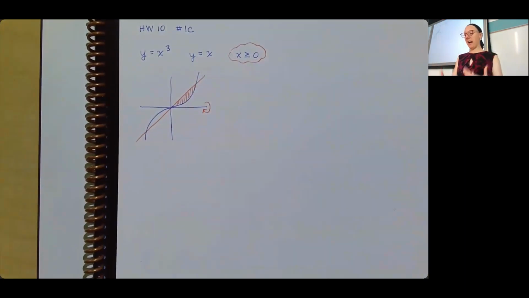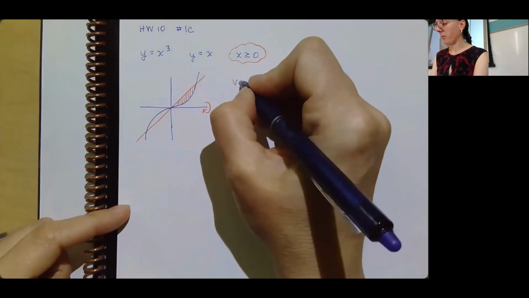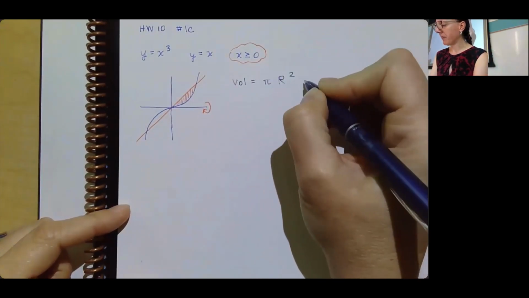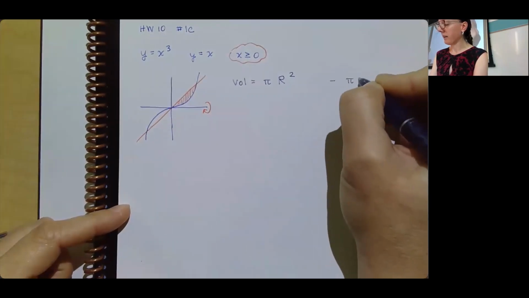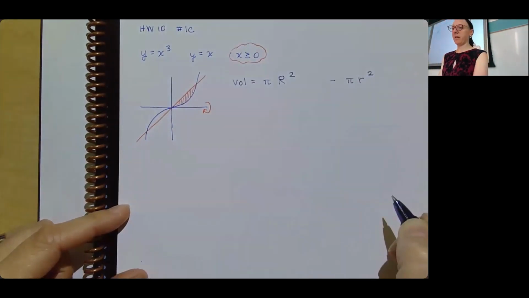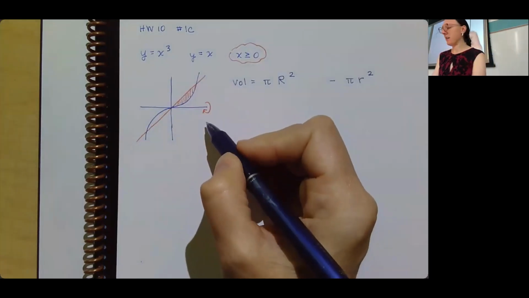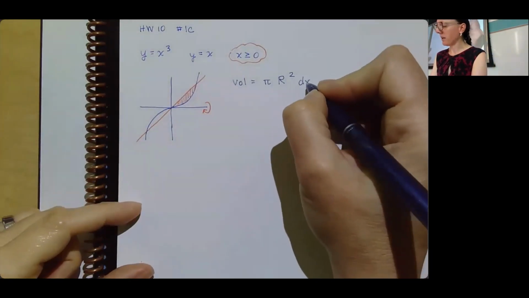So the first thing that I want to do is to look at that and say, when I spin it, am I revolving around one of the sides of the object? And I'm not. So that means that when I go to find the volume, this is going to be a pi big R squared minus a pi little r squared. The next piece is I'm revolving around the x-axis. So I know these should both be dx.